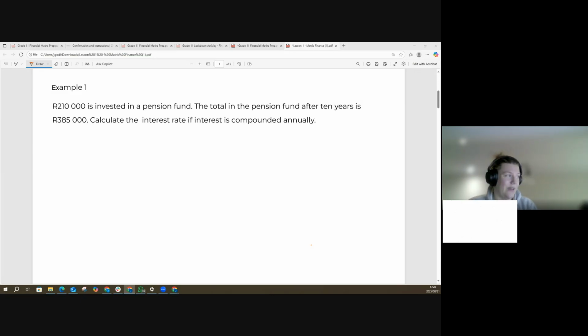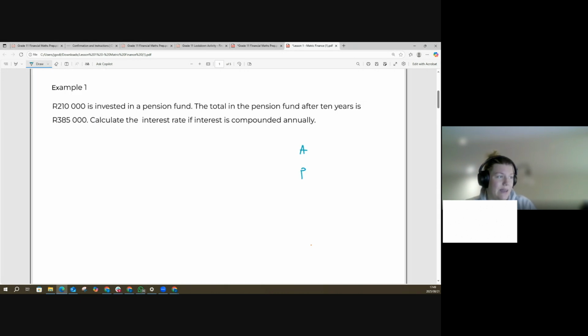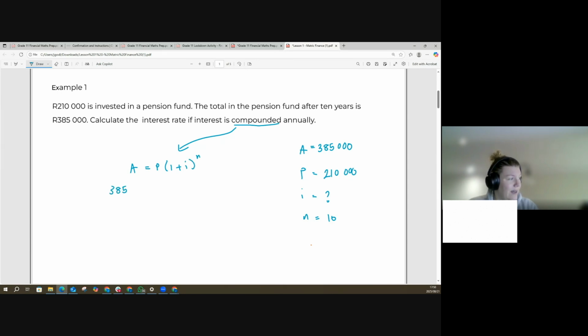Okay, so we're going to write up our little grocery list on the side. A, P, I, N. We know 210 is invested, so that's our P value. And after 10 years, it's being compounded annually, so N is 10. We don't know our interest, but we know our A is 385,000. And it is being compounded, which tells us our formula. So A is equal to P, 1 plus i to the power of n. And we're just going to put in our values from our little grocery list.